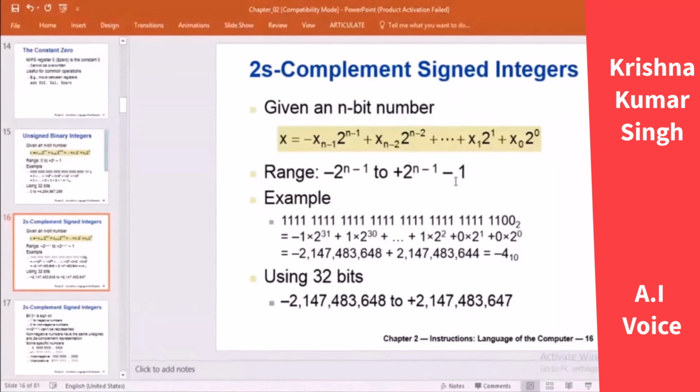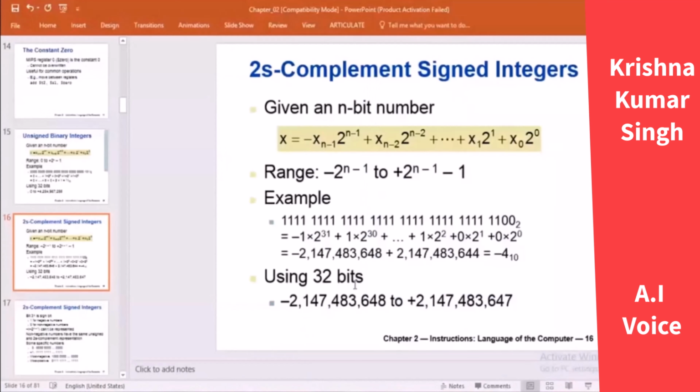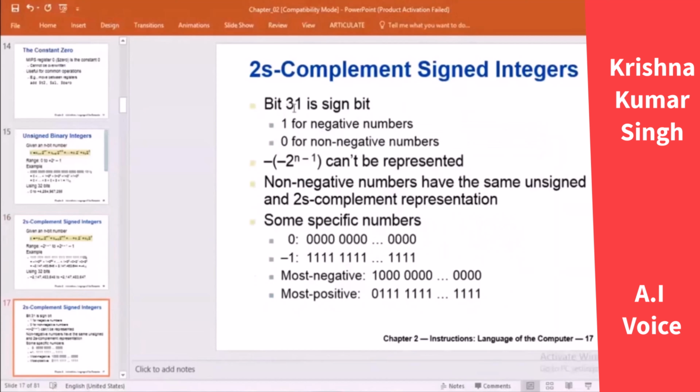For 8 bits, in positive, as I mentioned, it will be between 0 to 255. For the signed format, it will be between -128 to +127. And for 32 bits, it will be between -2 billion to +2 billion. So as I mentioned, the most significant bit in 2's complement signed integers is the sign bit. In MIPS we have 32-bit numbers, so bit 31, the leftmost bit, is the sign bit, and for negative it is 1. For positive it is 0.